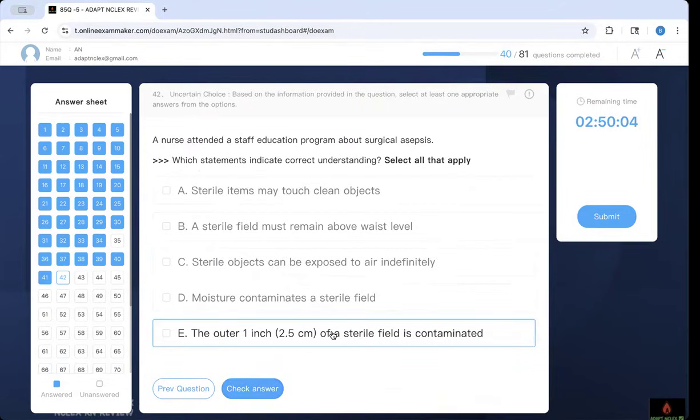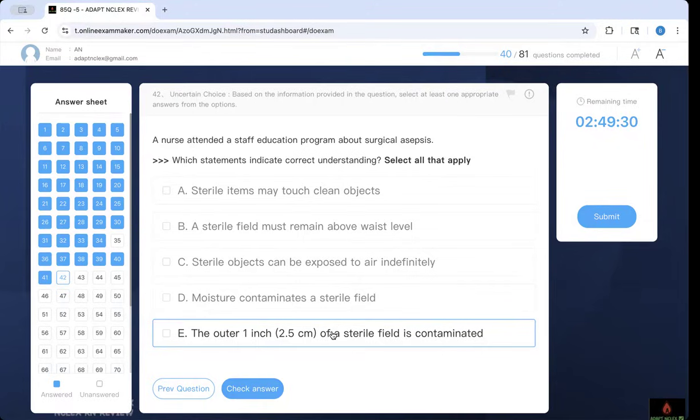And next, attend a staff education program about what? Surgical asepsis. You can see we're getting to infection control slowly. We're getting there slowly, but you can see that's what I'm trying to get you. This is our safety, but we'll get to infection control. Which statement indicates correct understanding? Select or apply. Surgical asepsis. What are the components of surgical asepsis? Please write this down because this is a classic NCLEX question, a classic nursing school exam question. You have to know surgical asepsis.